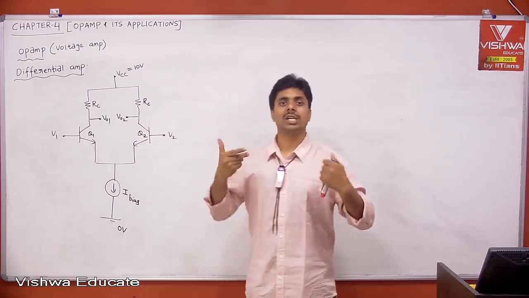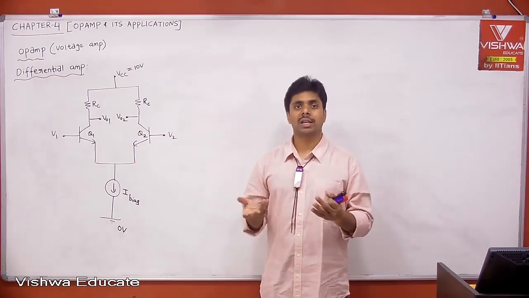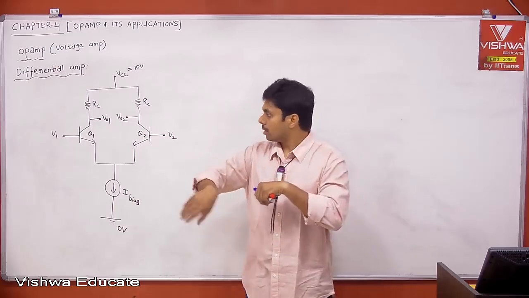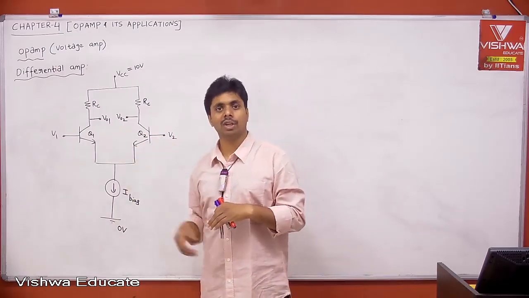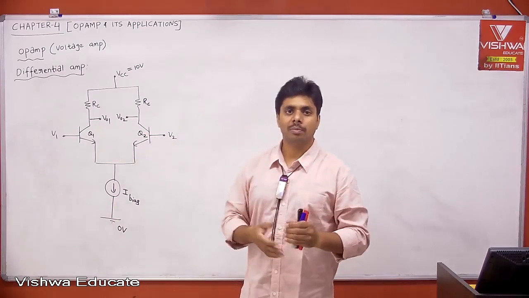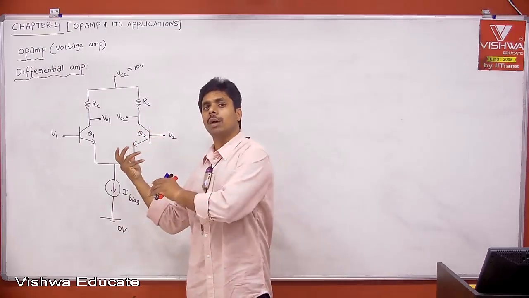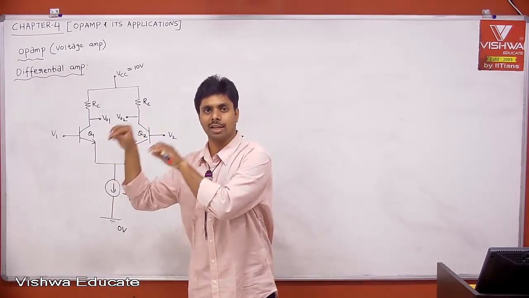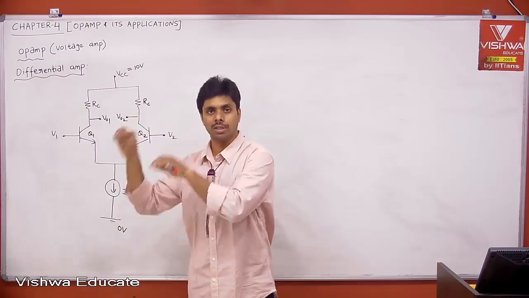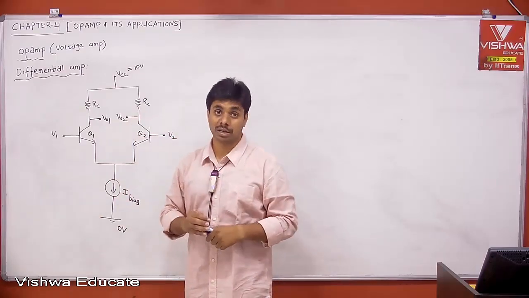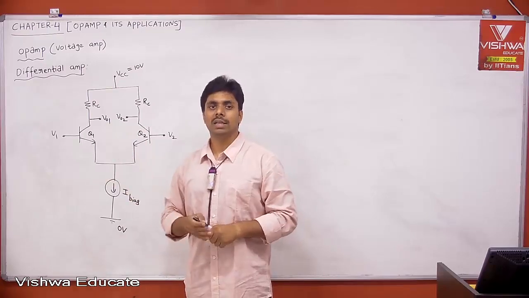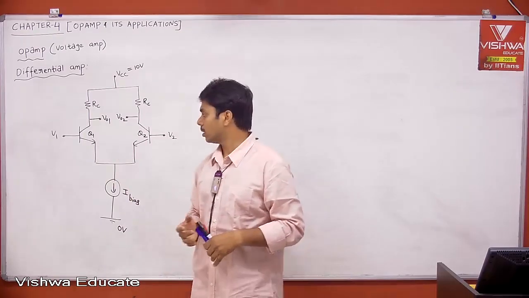Only the intentional signal, intentional meaning, let us say, a voice signal. You create the voice signal in a differential way, then apply V1 and V2. Between V1 and V2, that will be amplified. But while giving the actual signal to amplify, if there is noise coupled to both V1 and V2 in the same way, which is nothing but a common mode signal, that common mode signal should be rejected. We don't want common mode signal amplification. We want only differential signal amplification, right?